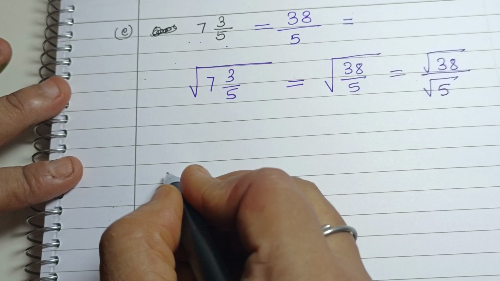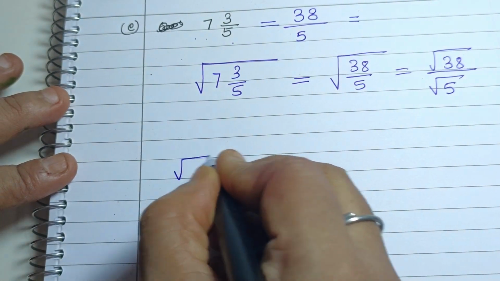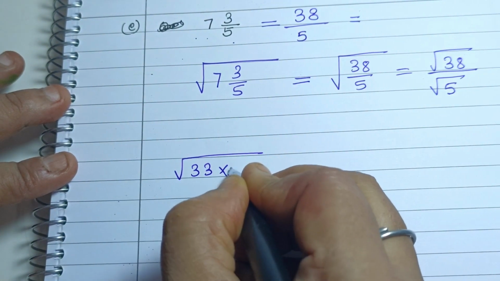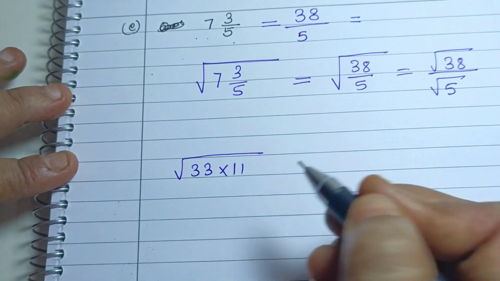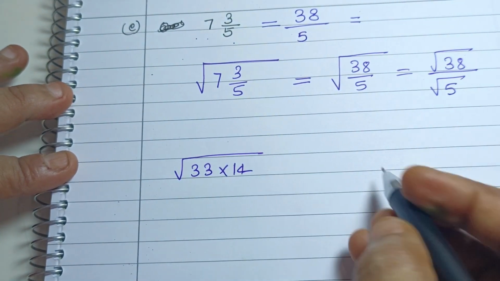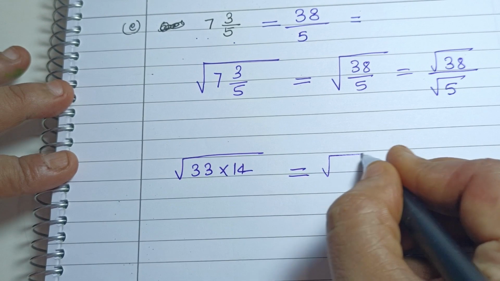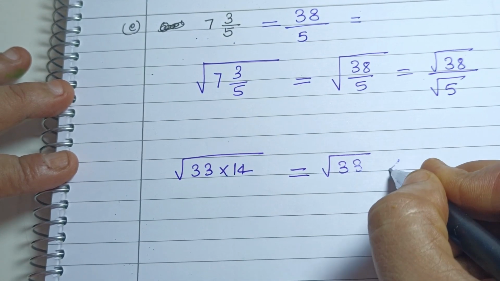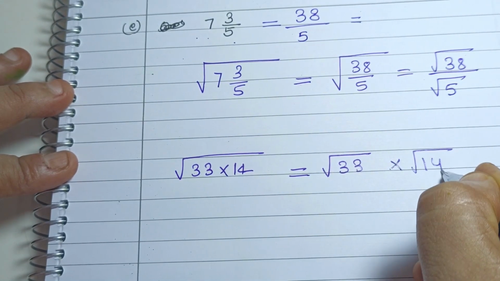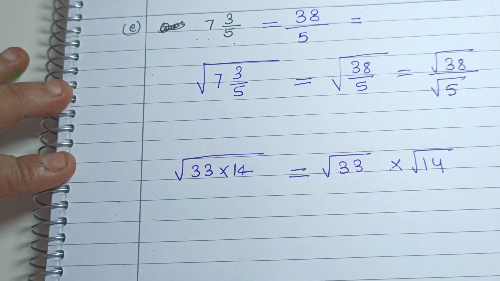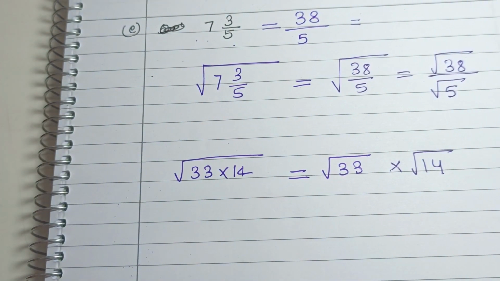Second case can be like this. Suppose it is said to find out the square root of 33 multiplied by 11. Okay. Or suppose 14. Any number. So in this case, you can find out the square root of 33 separately and 14 separately, and then you can multiply. So this was all about the square and square root.